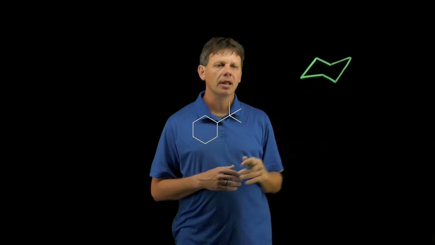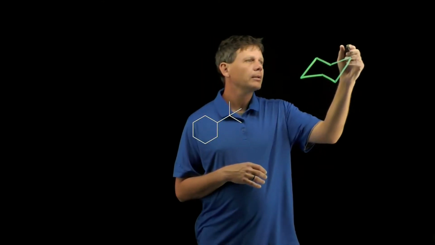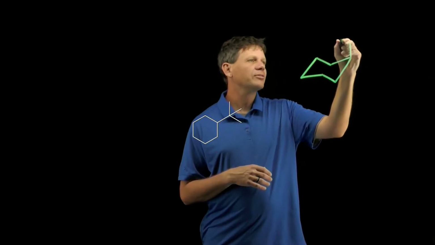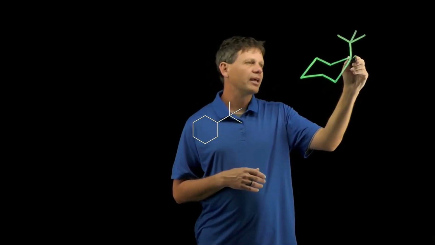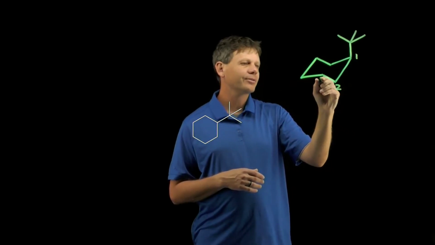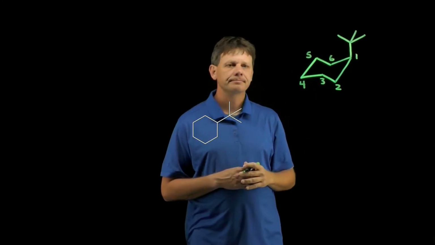Again, keeping all of our lines parallel. And then we're going to put the tert-butyl group. We can put it anywhere. Let's go ahead and put it in the axial position at this carbon here. We'll label this as carbon 1, and let's go ahead and number around the ring 1 through 6.